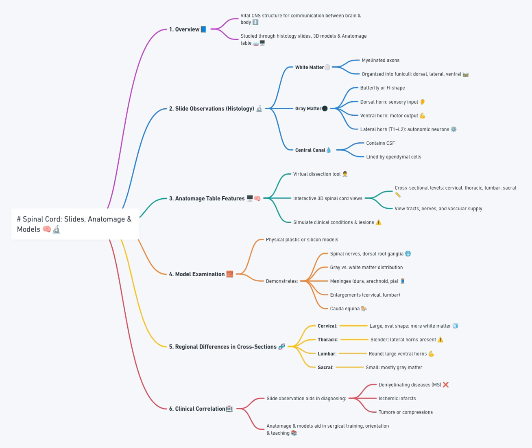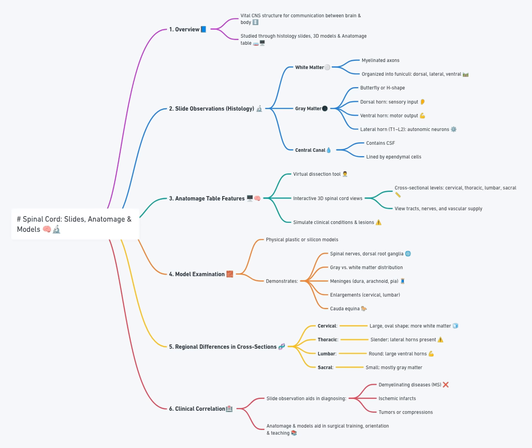The posterior funiculus contains the fasciculus gracilis and fasciculus cuneatus, responsible for transmitting fine touch, proprioception, and vibration. The lateral funiculus houses both ascending tracts like the spinothalamic and spinocerebellar pathways and descending ones like the lateral corticospinal tract. The anterior funiculus includes the anterior corticospinal tract and parts of the spinothalamic tract.